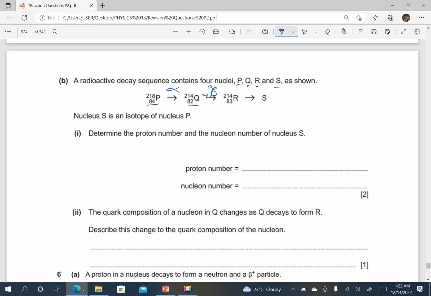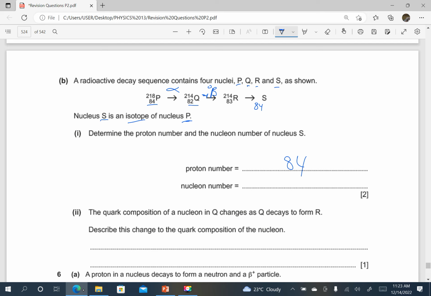Then R is decaying into S, but they said nucleus S is an isotope of P, meaning S has the same proton number 84. Determine the proton number and the nucleon number of nucleus S. Since it is an isotope, isotopes have the same proton number. So since P has proton number 84, S should also have proton number 84.